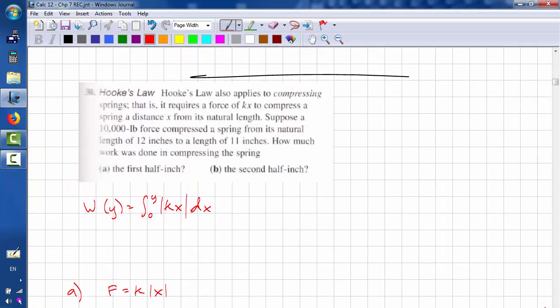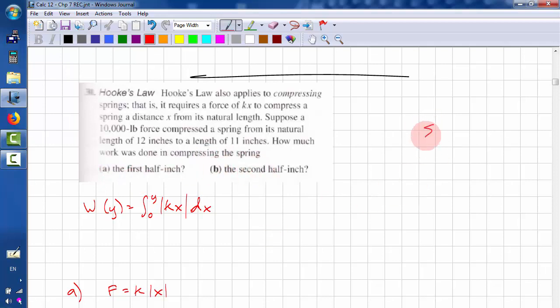Let's look at our next problem, Hooke's law. Hooke's law applies to compressing springs and also applies to stretching springs. That is, it requires a force kx to compress a spring a distance of x from its natural length. Suppose a 10,000 pound force compresses a spring from its natural length of 12 inches to 11 inches. How much work was done compressing the spring half an inch and the second half an inch?